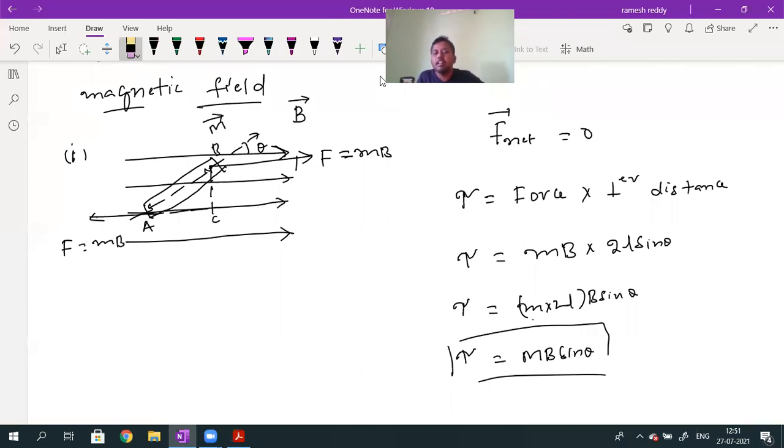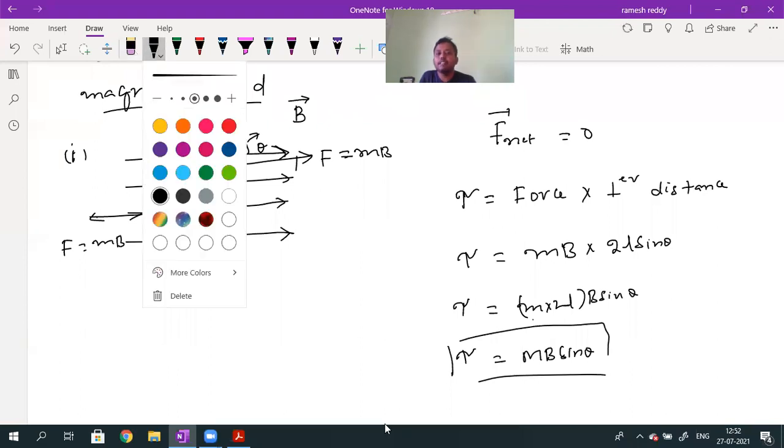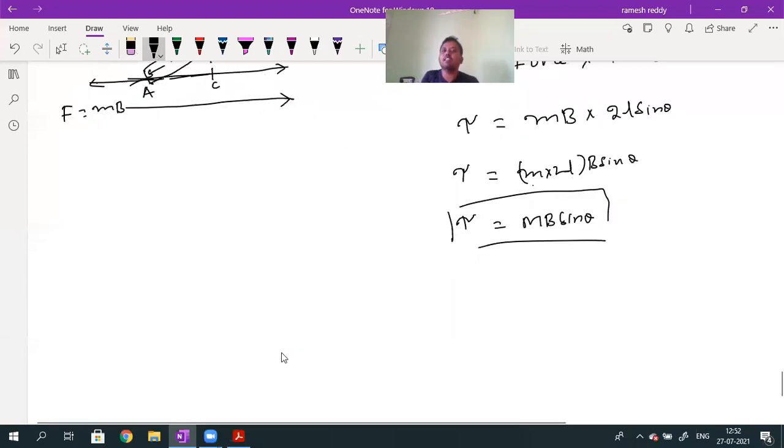Can you remember? In electrostatics, whenever a dipole is placed in an external uniform electric field, the torque formula is P E sine theta. Here the torque formula is MB sine theta. There, P is the electric dipole moment. And what about here? M is the magnetic dipole moment. So the torque value will be given by M into B into sine theta.